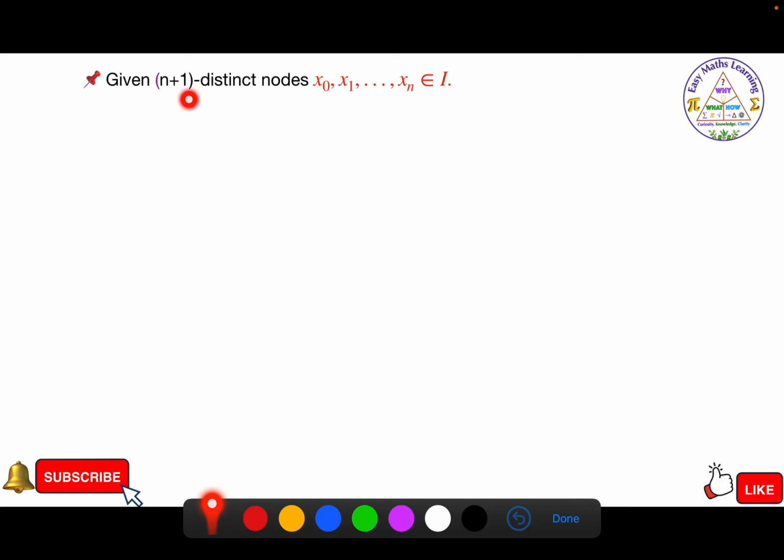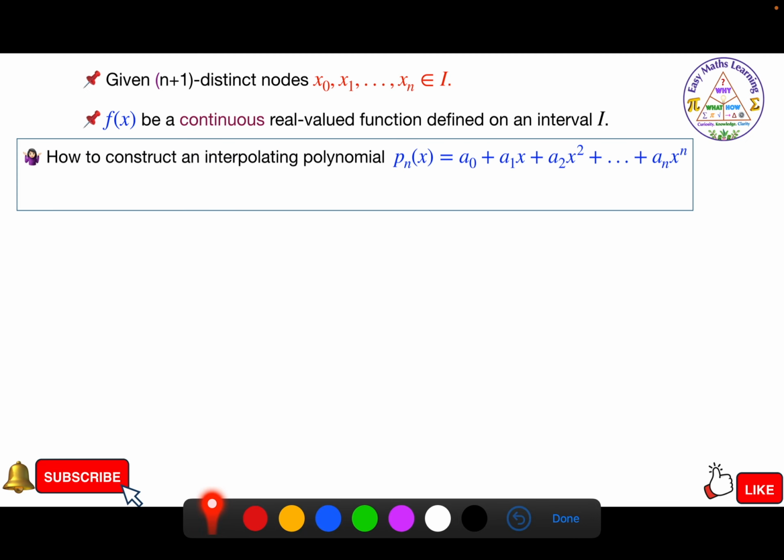Suppose we are given n plus 1 distinct nodes x0 to xn, and all these nodes belong to some interval I. Also a function f(x) is given, which is a continuous real valued function, and this function is also defined on interval I. The main question is how to construct an interpolating polynomial Pn(x) of degree n such that Pn(xi) equals f(xi) for i equal to 0 to n.